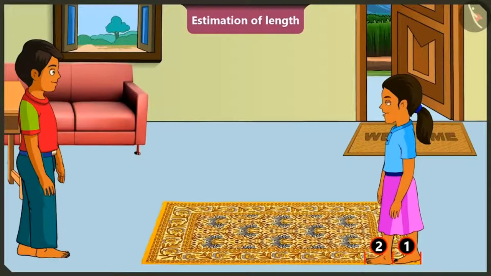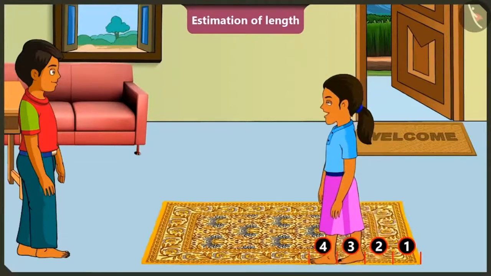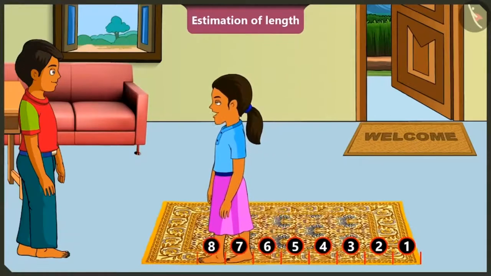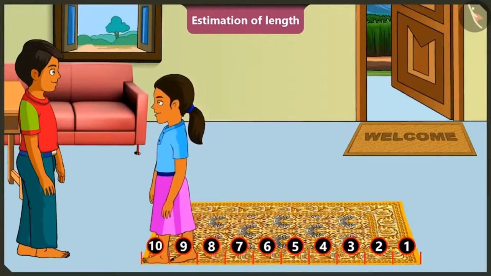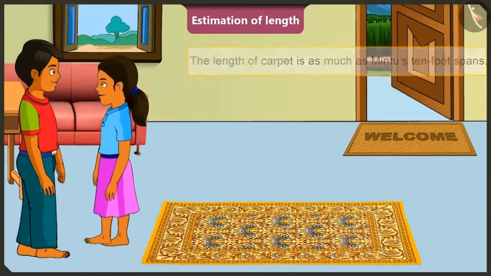Now I will raise my right leg and place it in front of my left leg. There is a length of 3 foot span, right, brother? Now I walk through the length of the carpet. So, 4, 5, 6, 7, 8, 9, and this is 10. The length of this carpet is as long as my 10 feet.